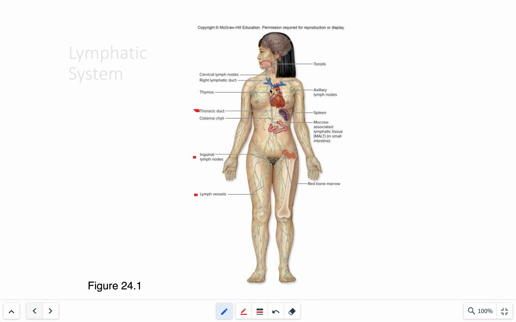Some other important structures that we see, or ancillary structures, are the thymus, the spleen, the Peyer's patches, or the mucosa-associated lymphatic tissues. The Peyer's patches, these are the lacteals, which will allow for absorption of lipids into the system. The tonsils, which is a protective mechanism in the digestive system.